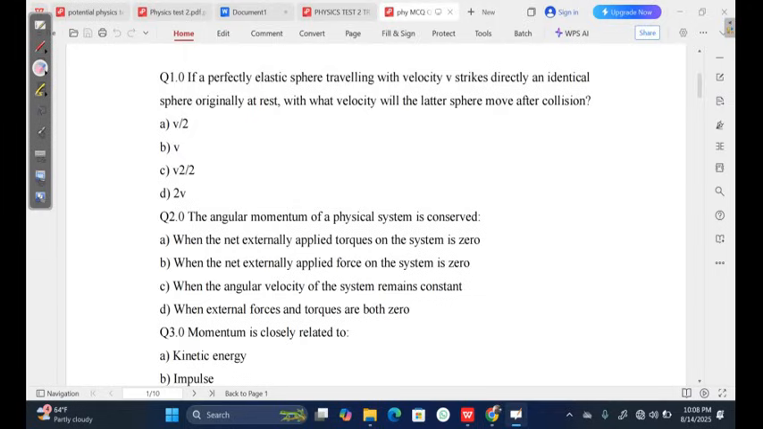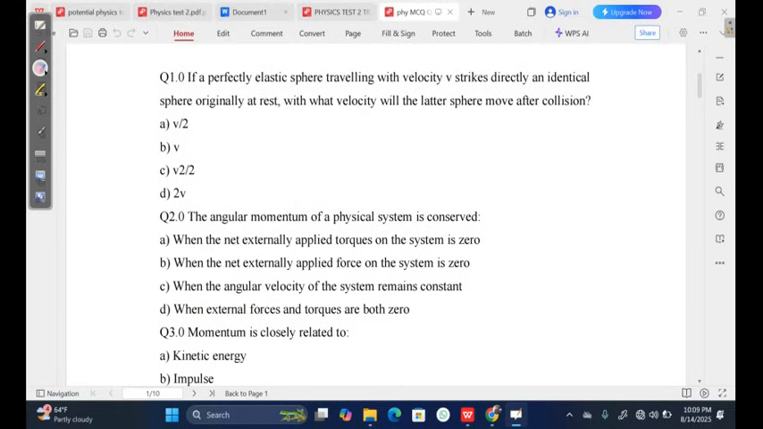So one thing I want you to understand is that angular momentum can only change when an external torque acts on the system. Okay, that's the basic idea. So what does it mean? It means that if the net torque is 0, then the angular momentum remains constant. That's the basic idea.